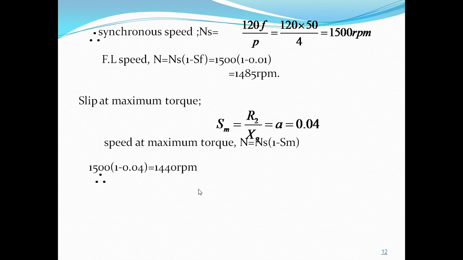This is only a formula substitution. We must be thorough with the relations and the formulas. So we have calculated the full load speed and the speed at maximum torque.